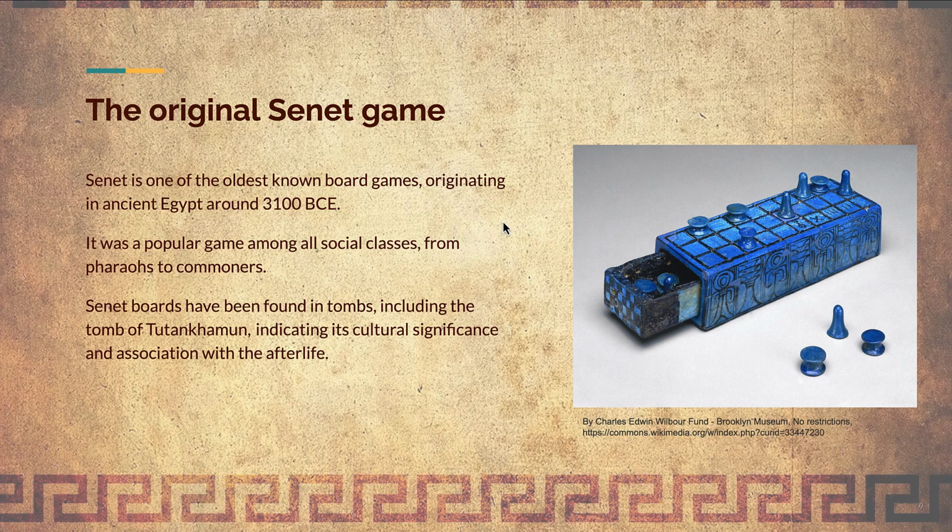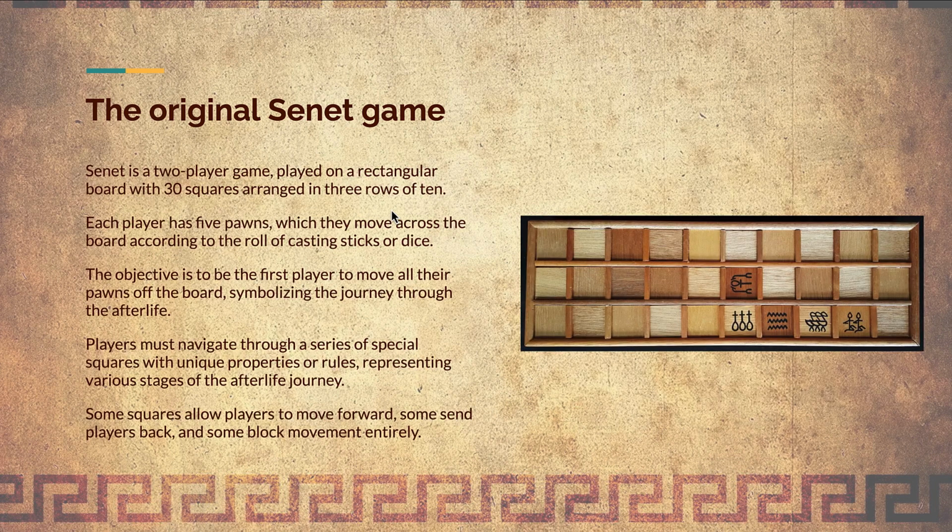Let's start with the original Senet game. This ancient game was played by the Egyptians over 3,000 years ago, and was believed to have been a reflection of their beliefs about the afterlife. It was a game of chance and strategy, played on a board with 30 squares, and involved moving pieces from one end of the board to the other.